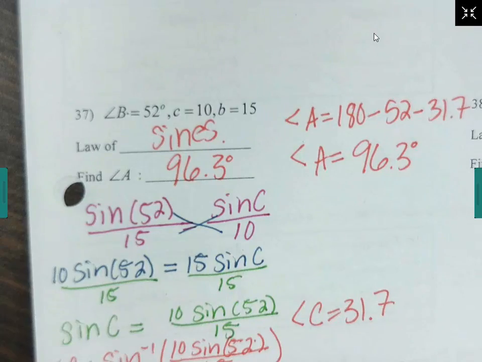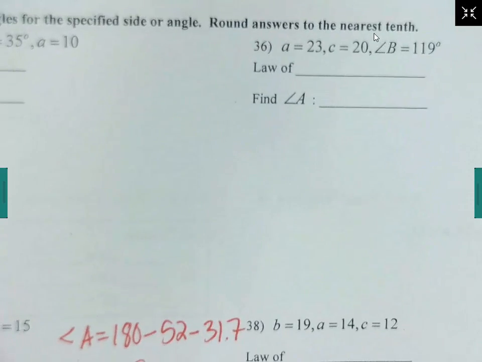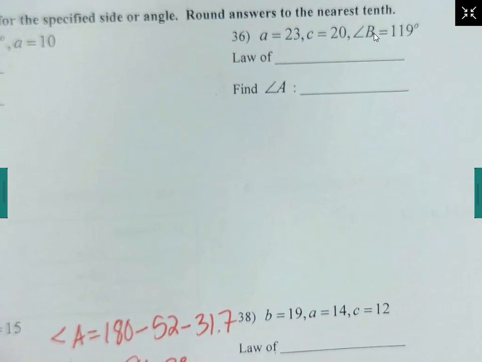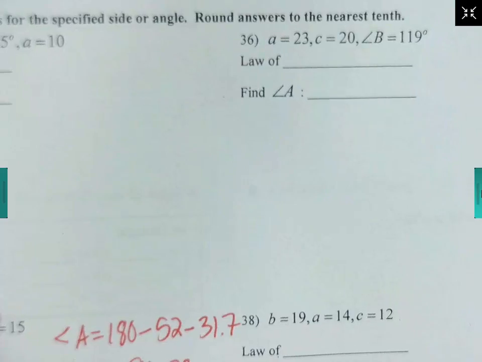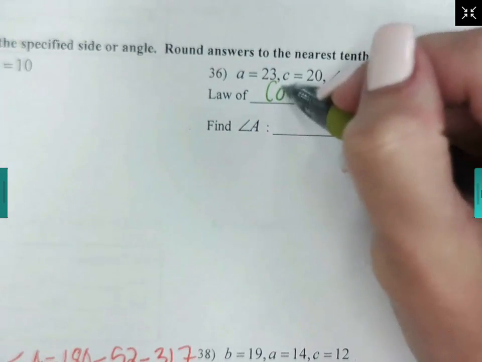36, okay? That's what I was thinking too. All right, on 36, it asks us to find angle A, right? But we can't immediately find angle A. What do we need to find before we can find angle A? Little b, right? And are we using the law of sines or the law of cosines? Cosines.